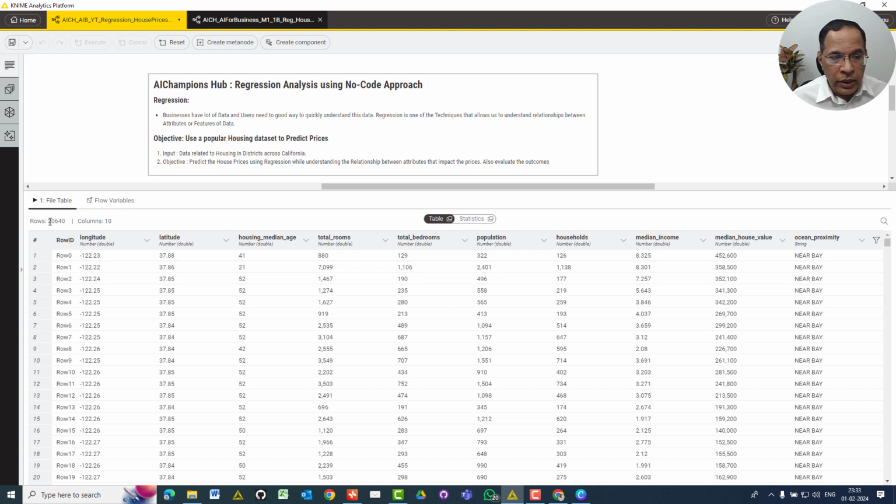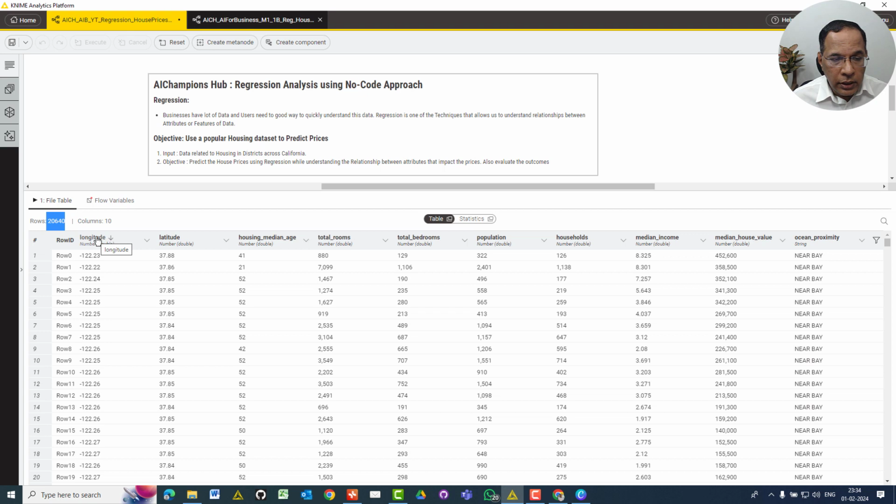So I have about 20,000 rows, 2640 to be exact. There are 10 columns, and these are the columns. Each row represents a district, with the averages and the median values in the district, right? So there are about 20,000 districts, 2640, and then these are my attributes. So what are the attributes that are given to us which are impacting the price?